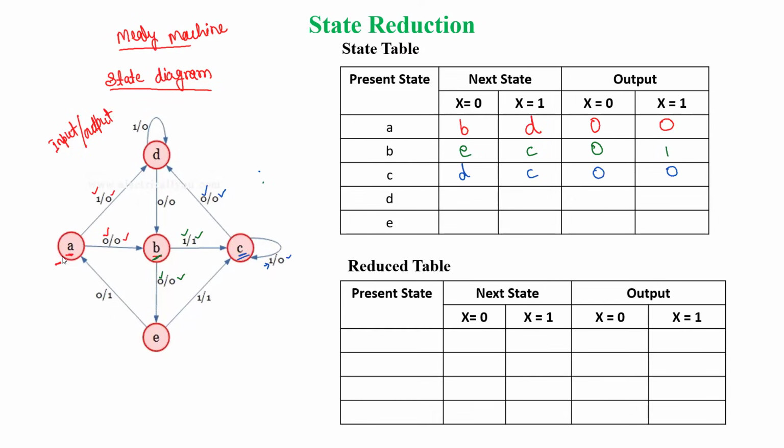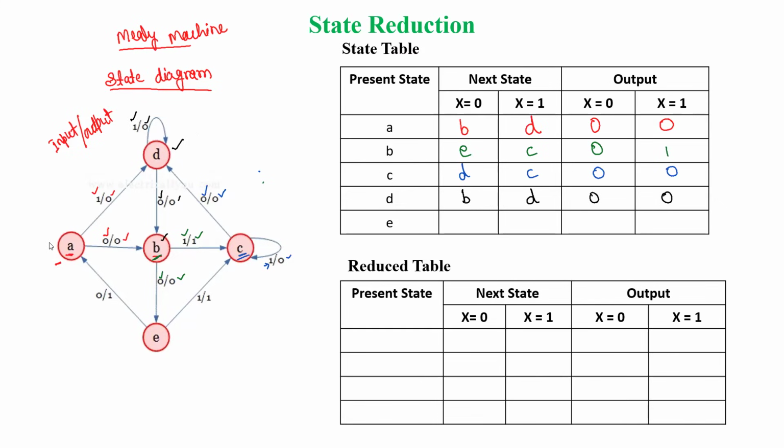Next, we are going to move to another state. Suppose we are at D. At D, if input is 0, we are moving to B, and the corresponding output is 0. At D, when input is 1, we stay in the same state, so here we'll have D, and the output is 0.